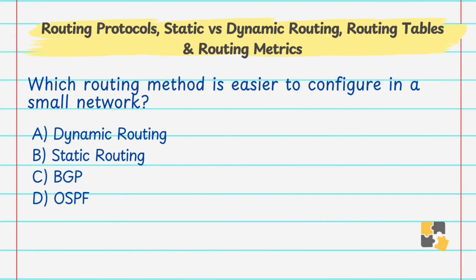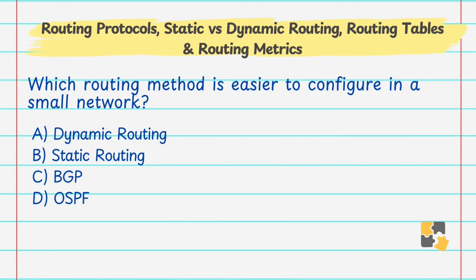Which routing method is easier to configure in a small network? A. Dynamic routing, B. Static routing, C. BGP, D. OSPF. Answer is B. Static routing. Static routing is simple and sufficient for small stable networks.